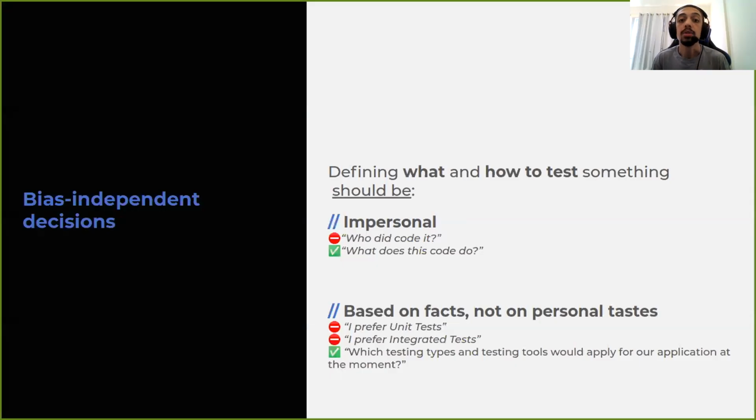And when we think about testing, and we are deciding what to test and how we're going to test it, it needs to be impersonal. So to give an example, let's say that I'm a senior software engineer, or I'm a specialist, or I'm a tech lead, or I'm a Jedi. I don't know.